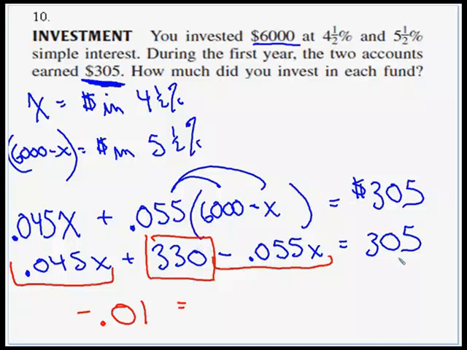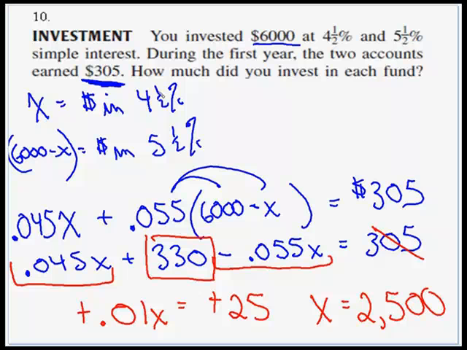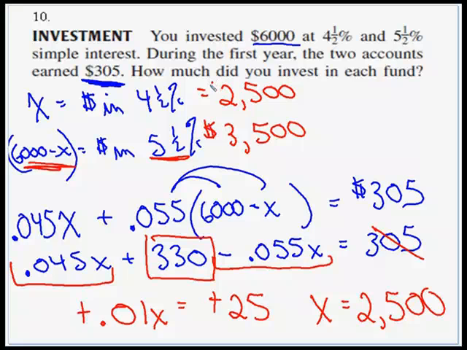Subtract 330 from both sides. 305 minus 330 is negative 25. And if we divide both sides by a negative, the negatives cancel. 25 divided by 0.01, x equals, that's 0.01x, x equals $2,500. So that is x, the amount of dollars in the 4.5% account. The amount in the other account is $6,000 minus that, or $3,500. So that's how much we had in each fund.